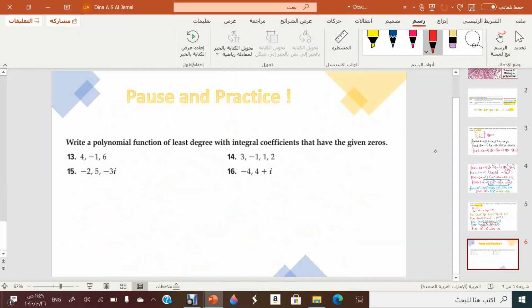So please pause and practice. I will give you a hint for 14. You already have 4 numbers and all of them are real numbers. So what is the degree? What do you think? You have 4 roots. So yes, excellent. It is degree 4. Now let's look at 15. You have 2 real and 1 complex. Where is the conjugate of it? So yes, it is degree 4 because it has 4 roots. So that was my hints for you.